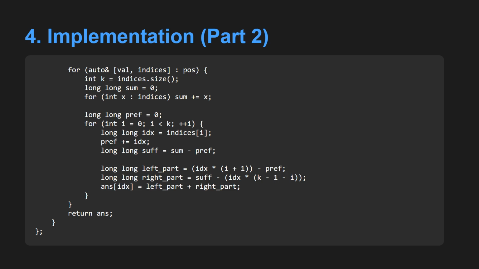In the second part, we iterate over each group in our hash map. We calculate the total sum of all indices in this group. Then, we loop through each index in the group while maintaining a running prefix sum called pref. For the current index, we find the sum of distances to its left using the prefix sum, and the sum of distances to its right using the total sum minus the prefix sum. Finally, we add both parts together and assign it to the corresponding position in our answer array. We then return the answer.